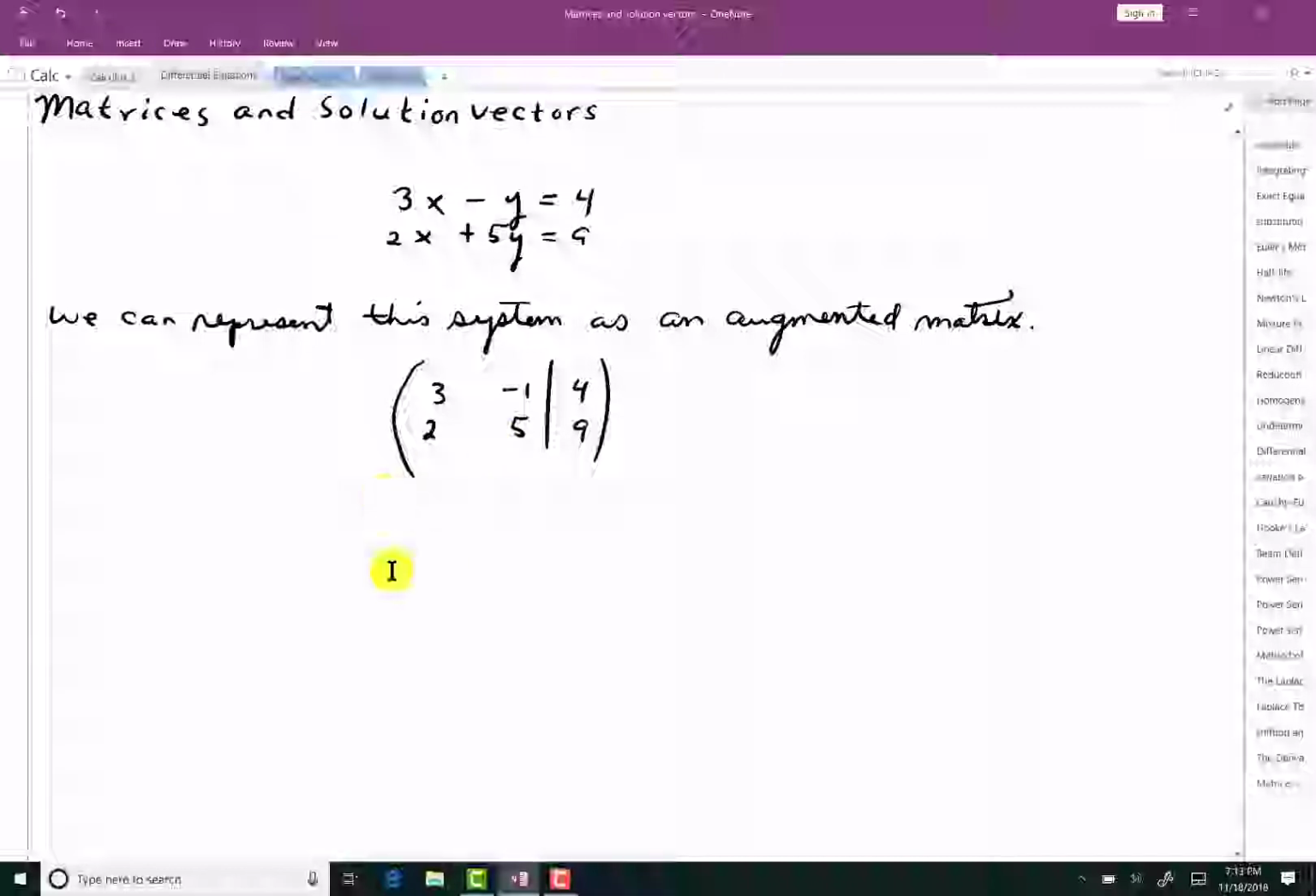A second way we could represent it looks like the following. I could do 3, 2, negative 1, 5. Finish off that matrix. And then I can have a vector x, y, and that could equal the solution vector 4, 9. This way is most like the way we'll work with problems in this course.